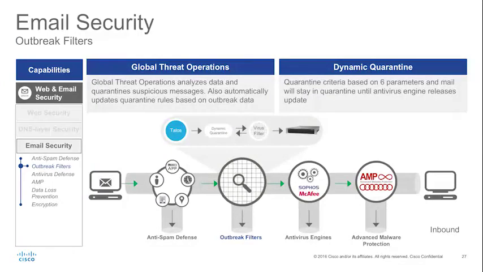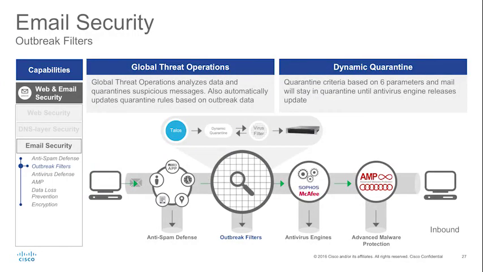To protect users from virus outbreaks, the Global Threat Operations Center analyzes the extensive Talos database and issues rules to quarantine suspicious messages. It can issue rules on any combination of 6 parameters, including file type, file name, file size, and URLs in a message.